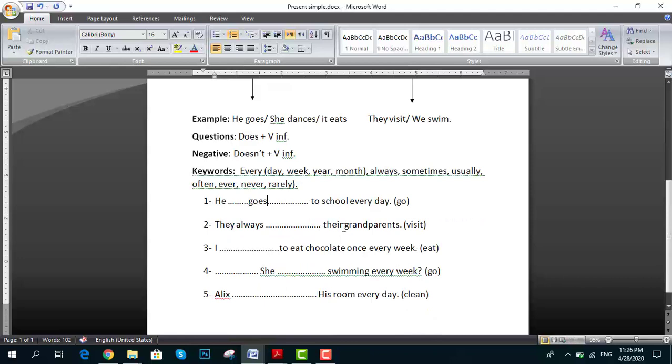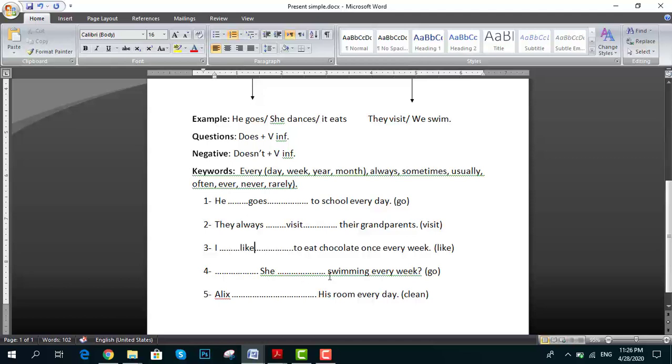They always their grandparents. Always is a keyword for present simple. So with s or without s. They without s, visit. I like to eat chocolate once every week. We have every week or once every week. It is a keyword for present simple. I without s, so I like to eat chocolate once every week. If it's she, she likes.